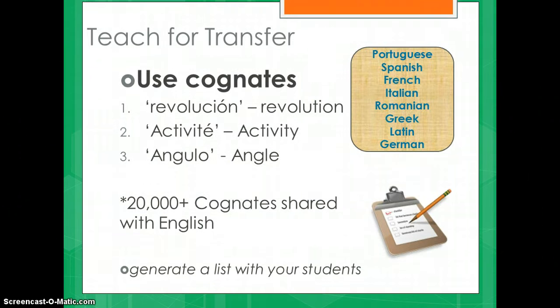Another way to help transfer is to use cognates. Did you know that English shares a lot of cognates with languages such as Portuguese, Spanish, French, Italian, even Romanian, Greek, Latin, and German? So, for example, the word révolution in French is revolution in English, or revolución in Spanish is the same as revolution in English. Activité, activity. Ángulo, angle. More than 20,000 cognates from different languages are shared with English. So go ahead and capitalize on that.